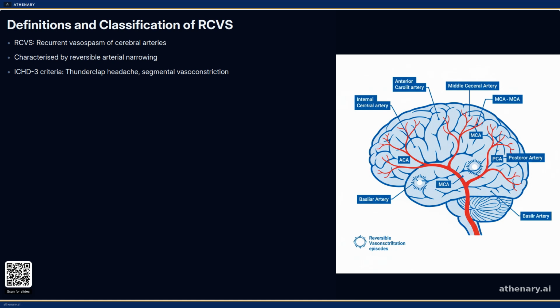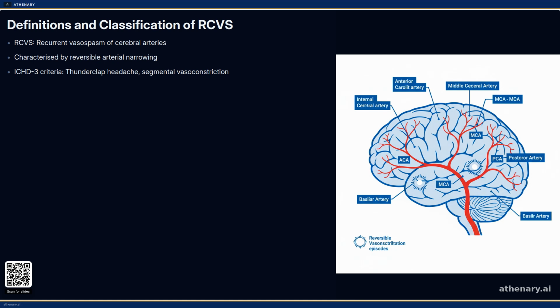At its core, RCVS is a syndrome of recurrent vasospasm affecting the cerebral arteries. Effectively, the muscular walls of these blood vessels in the brain suddenly and repeatedly clamp down, or spasm. This isn't a single event. The recurrent nature, often over several days, is a true hallmark of the condition and is what drives much of the clinical picture. The most important word on this slide, however, is reversible. While the arterial narrowing can look alarming on imaging, it isn't permanent.